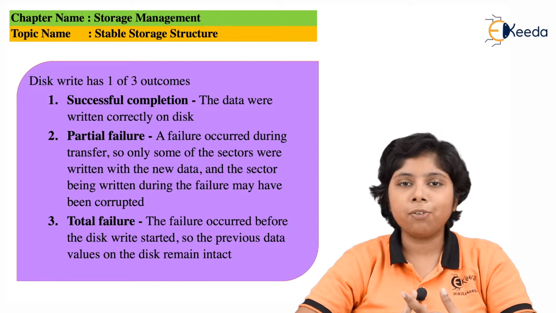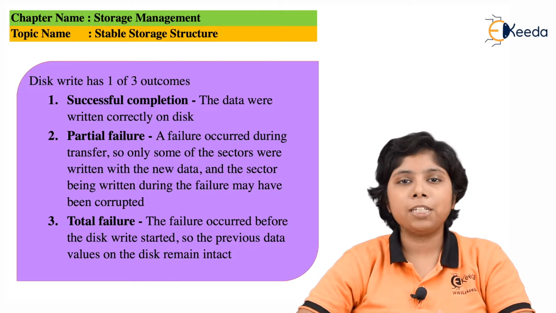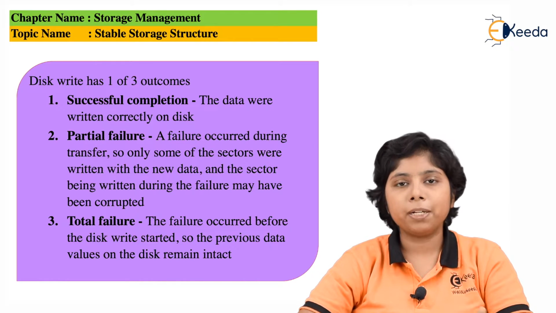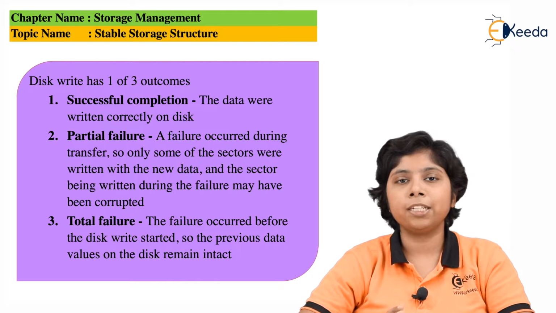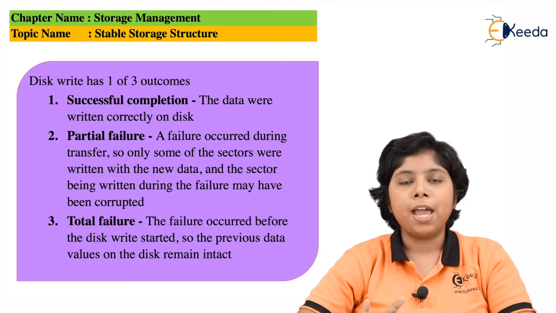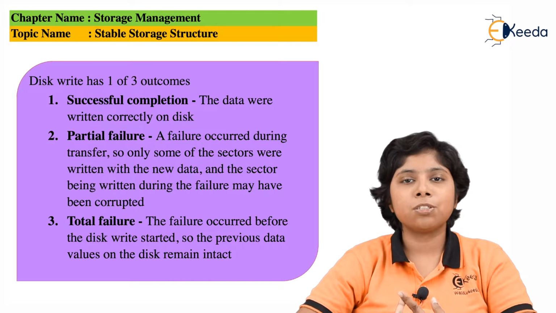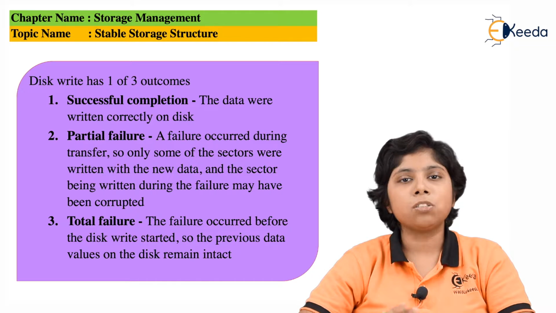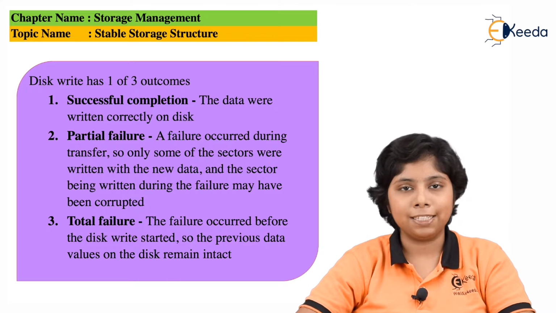Another is a partial write. In a partial write, one sector has already been written successfully, but another sector is being written at the time of failure, so that sector will cause corruption and damage of data. And the third type of write is a complete failure, where the write is not yet even done and the previous data is maintained on the disk.